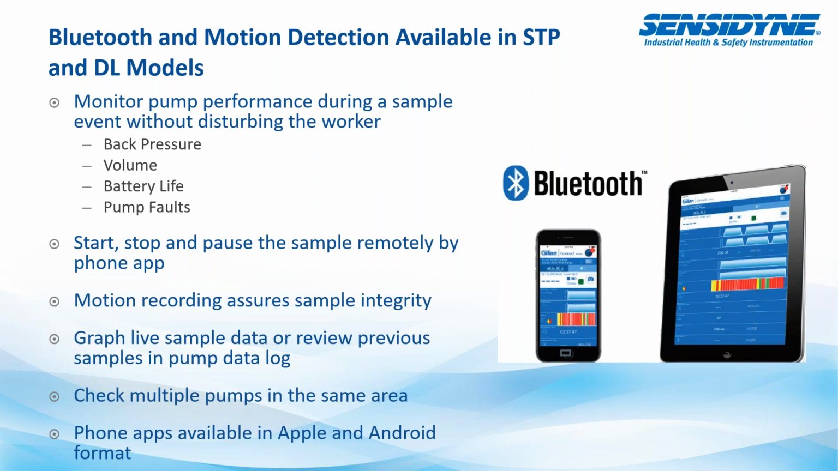The app also allows you to do other things like start, stop, and pause samples remotely. It records motion, which assures some sample integrity. It graphs the sample data and reviews previous sampling events in its data log. So if your pump did fault out and you were able to turn it back on, you can check the fault status through your app to see what happened with that event. And this app is available on both Apple and Android devices.